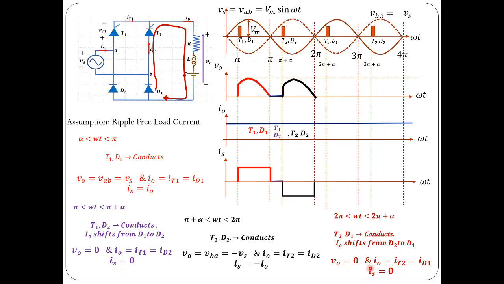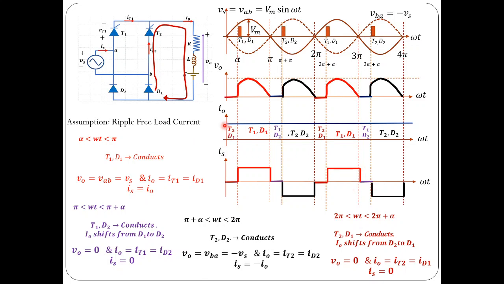What about I0? I0 is the same as the thyristor 2 current, which is the same as the diode 1 current during this period, and there is no contribution to the load current from the source, so the source current is 0. That is what is indicated here. So T2 and D1 are conducting, the load voltage is 0, and the source current is also 0. So this is the operation of this semi converter from alpha to 2 pi plus alpha, that is, for the complete cycle. The same thing would repeat for the remaining cycles also.